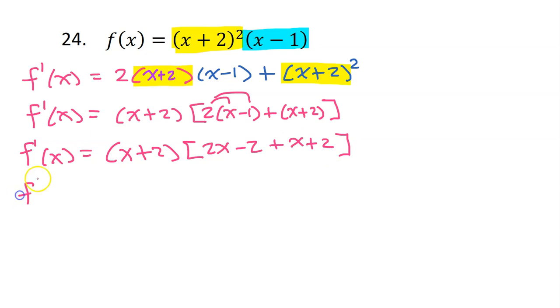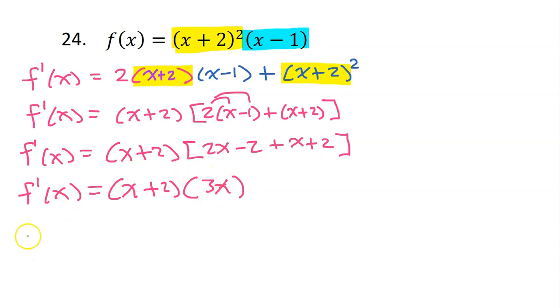So now we have f prime equals x plus 2. So 2x plus x is 3x. And then negative 2 plus 2 is 0. So they cancel each other out. So now we have this.